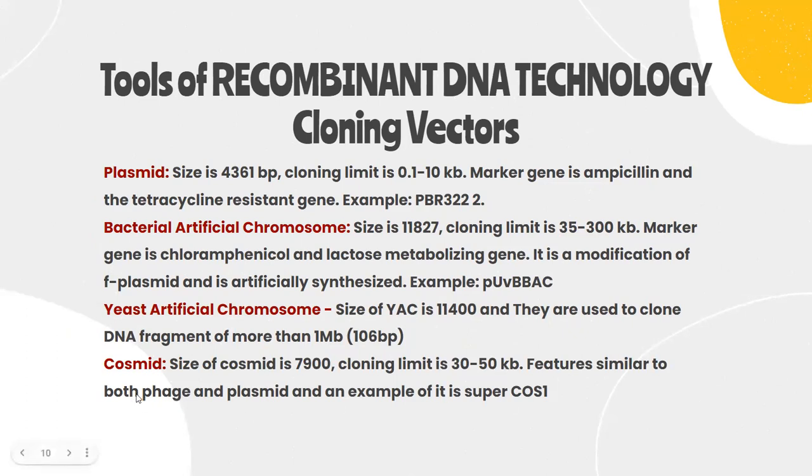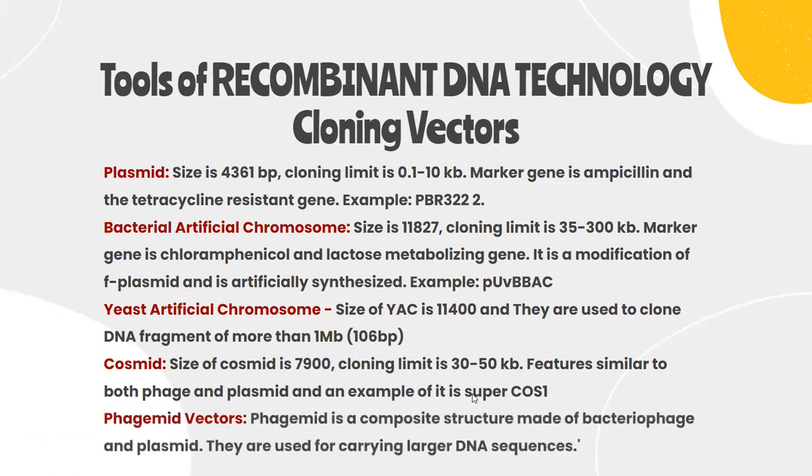So the cosmid has properties similar to a phage, that is a virus that infects a bacteria, and a plasmid, hence the name cosmid. An example is COS1. You just need to know the examples and the name of it. Okay. And also you have phasmid vectors. A phasmid is a combination of a plasmid and a phage. A plasmid and a phage together give you a phasmid, which is a structure made of bacteriophage and a plasmid. They are used for carrying larger DNA sequences. So depending upon what your desired gene is, how long it is, you can choose which vehicle you want to consider.